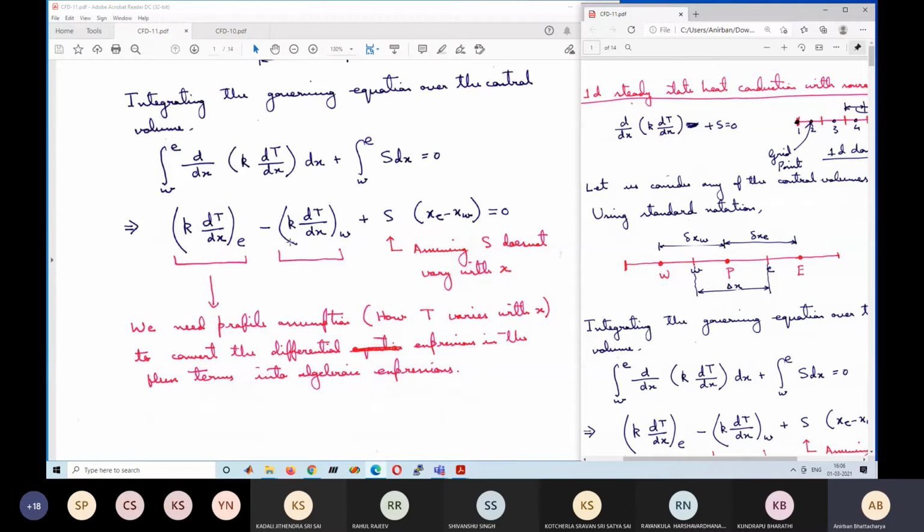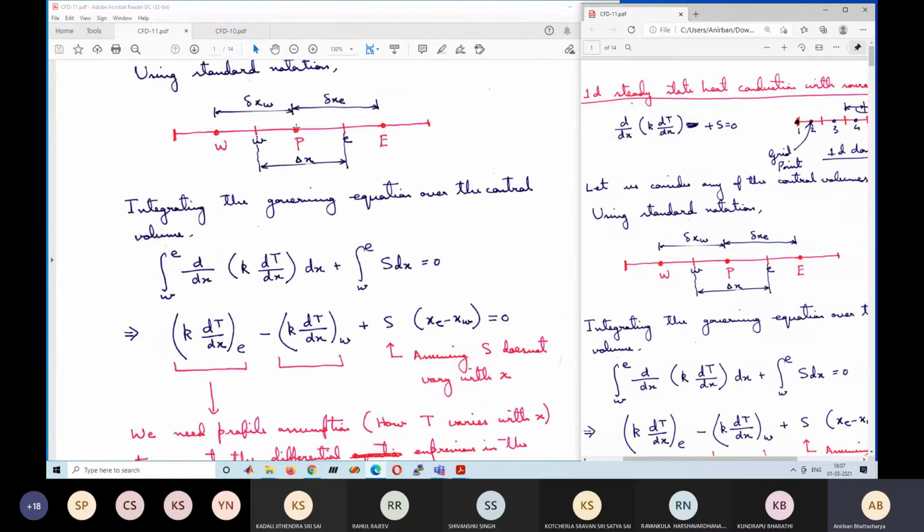So from this point onward, now we need to take the profile assumption. That is, we need to assume how T varies with x. Okay, how is the variation of T from point P to capital E, or how is the variation of T from small w to P. Without this, we cannot calculate dt dx east and dt dx west. So we cannot just assume that it is linearly varying. We have to see whether other profile variations also can be used or not. Okay, so we will take a look at different variations of T.